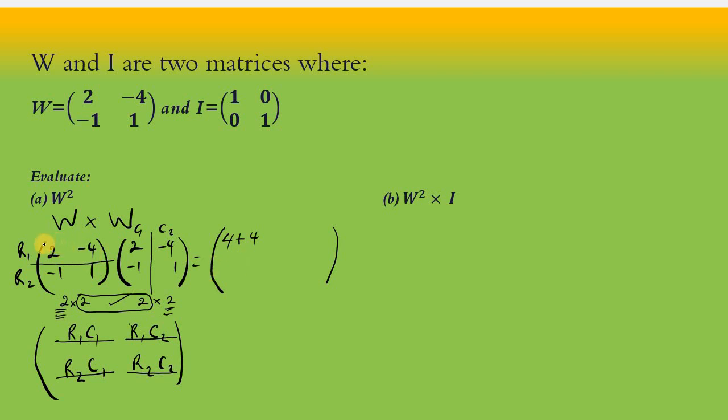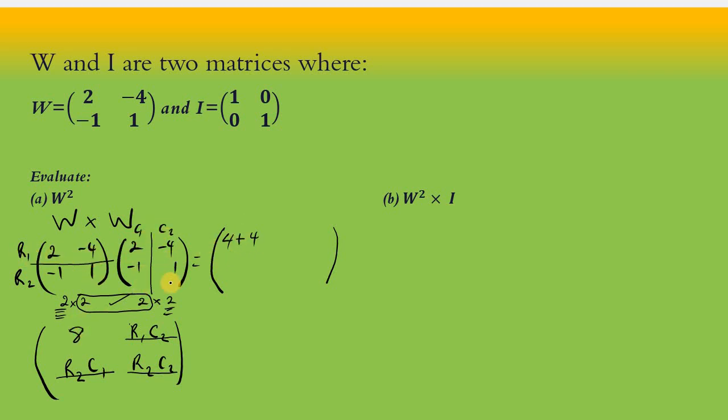So really it's the first entry times the first entry that gave us 4, added to the second entry times the second entry. So that's 4 plus 4. And our answer there will be in row 1, column 1. The answer there is 8. So one row by one column gave us one entry.